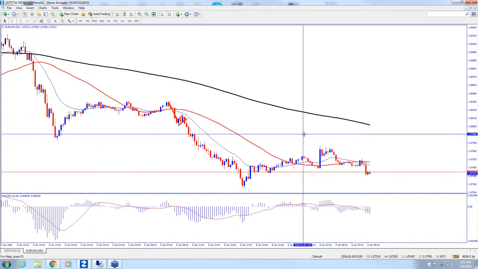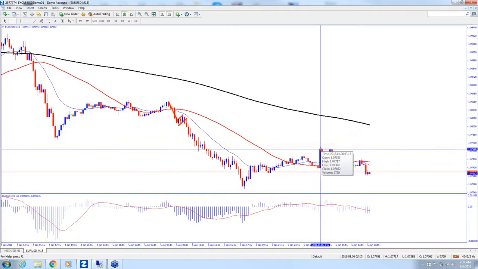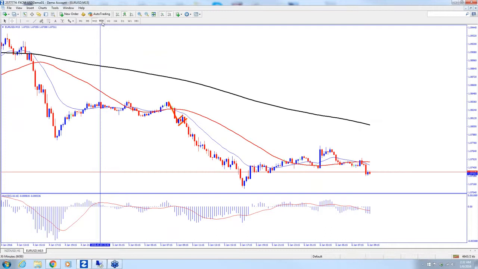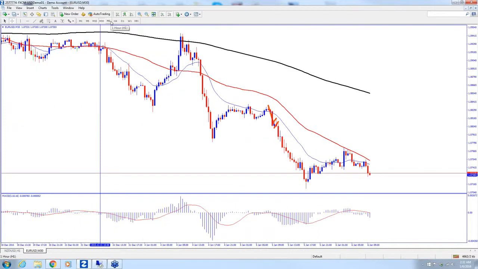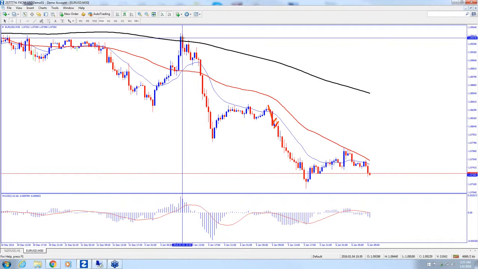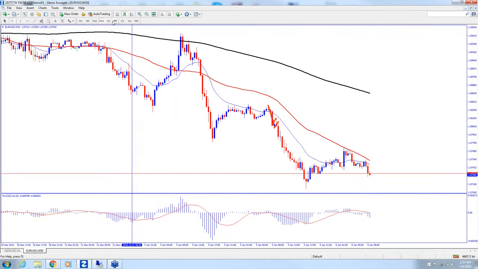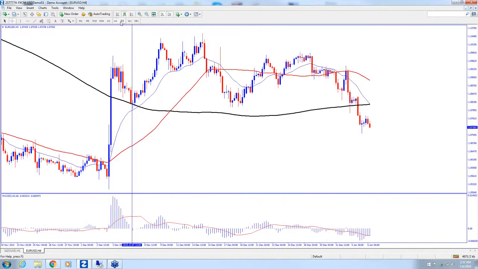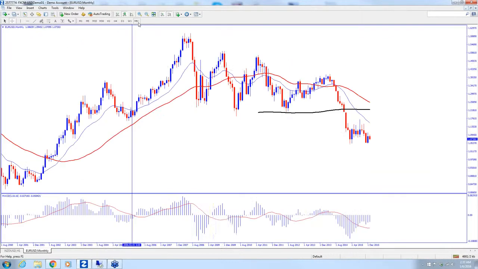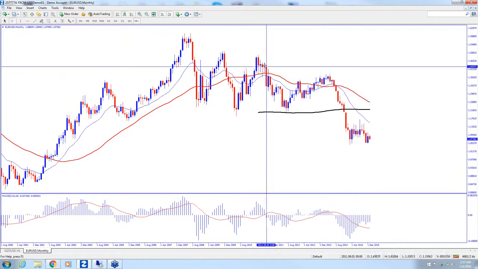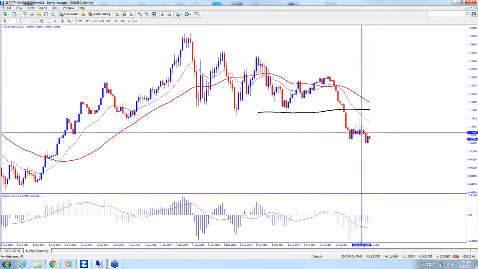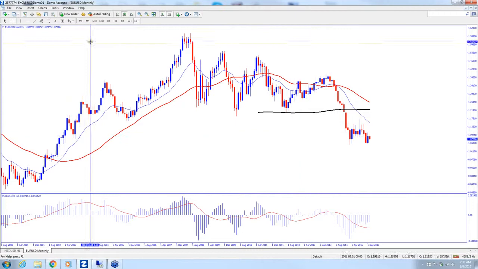An M15 means every bar is 15 minutes long. And as you go through, it's a 30-minute chart. H1 means hourly, an hourly chart, where each bar is 60 minutes long. You got a 4-hour chart, daily, weekly, monthly. A monthly means that each bar takes 1 month to complete. 1 month to complete. That's funny.